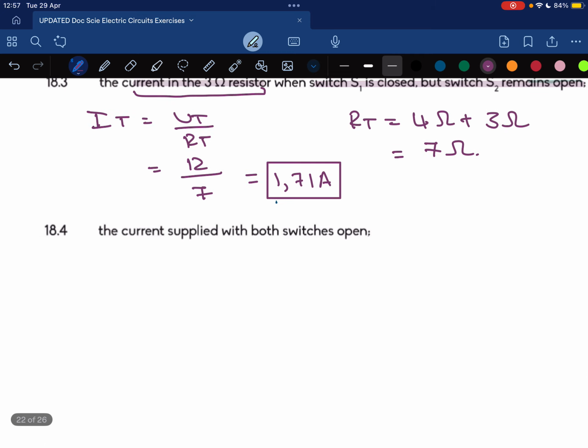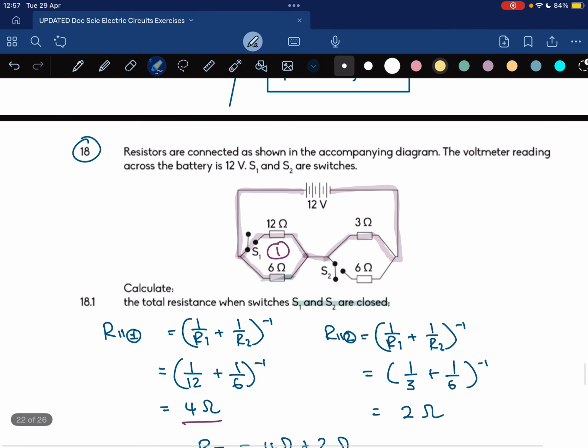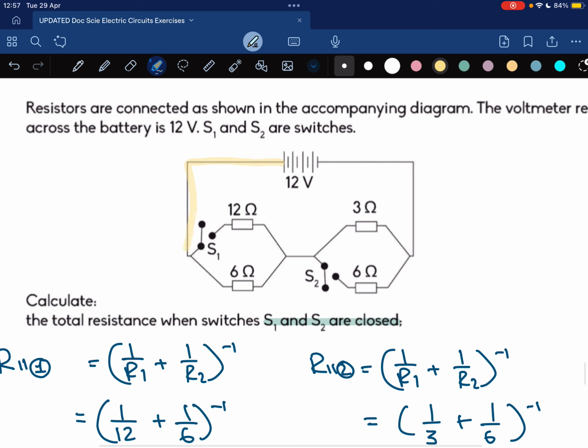Then it says, what is the current supplied with both switches open? So now this has changed slightly, where if both switches are open, then the current flows again differently. Because the 12 ohm is open, it will only go through 6 ohms. And because the S2 is open, it will only go through the 3 ohms. So that means that these two resistors are then going to be in series with one another now.